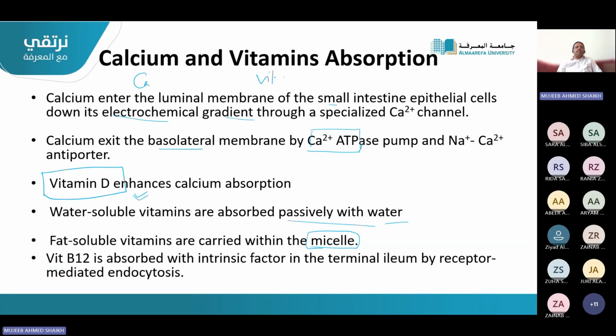Again, the important one is vitamin B12. It is absorbed along with intrinsic factor. So B12 plus intrinsic factor, IF, then it will be absorbed. From where is intrinsic factor coming?